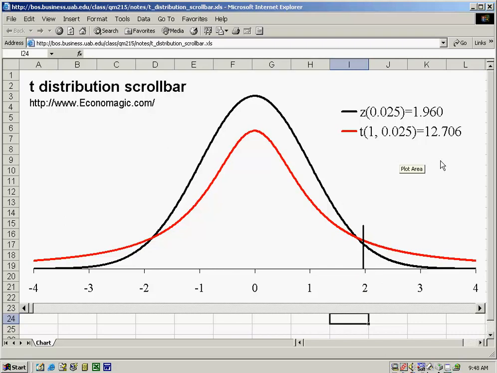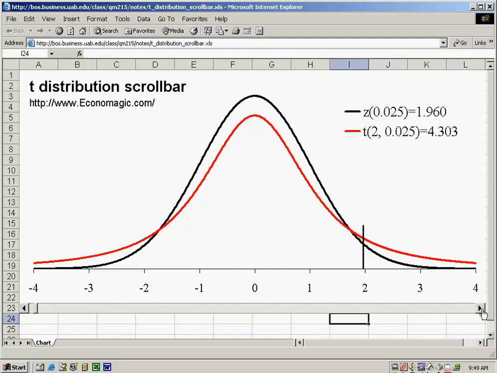close to 2, right? And the T with 1 degree of freedom, the smallest degrees of freedom that we can have. Degrees of freedom are whole numbers, 1, 2, 3, 4, etc. Remember, the Z is the T with infinite degrees of freedom. And so this is a T with 1 degree of freedom and 2.5% in the tail, and the critical value is at 12.7 odd, and it's way off the picture. Let's change degrees of freedom.